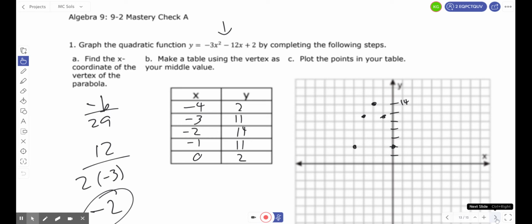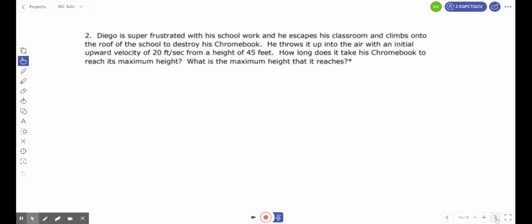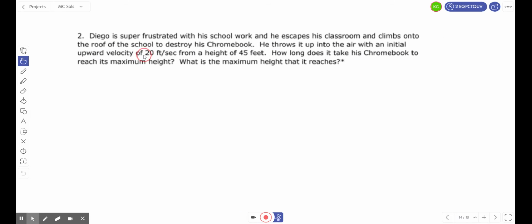Let's take a look at the next one. All right, Diego is frustrated with his schoolwork and he escapes his classroom and climbs onto the roof of the school to destroy his Chromebook. He throws it up into the air with an initial upward velocity of 20 feet per second, from a height of 45 feet. How long does it take his Chromebook to reach its maximum height? What is the maximum height that it reaches?